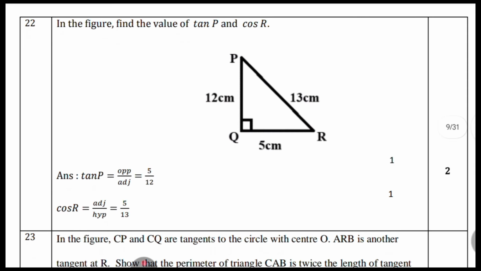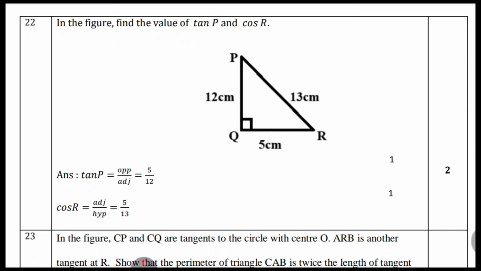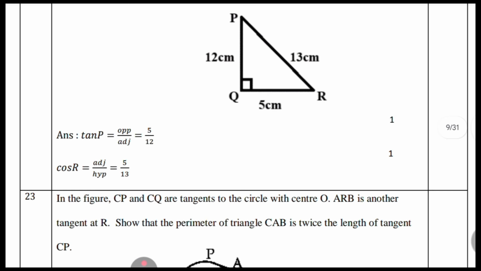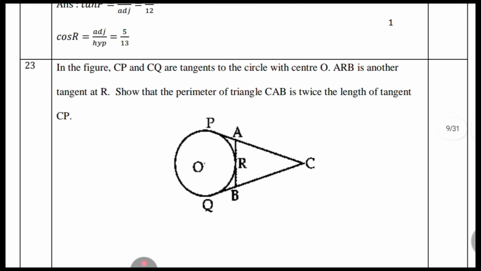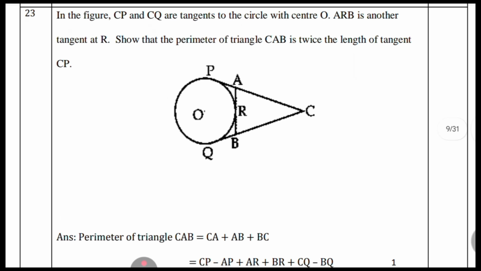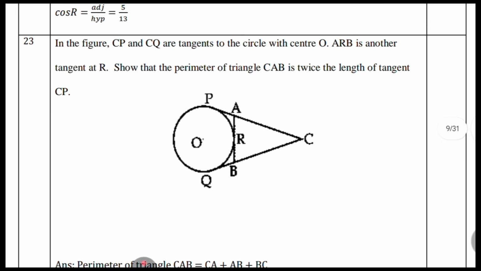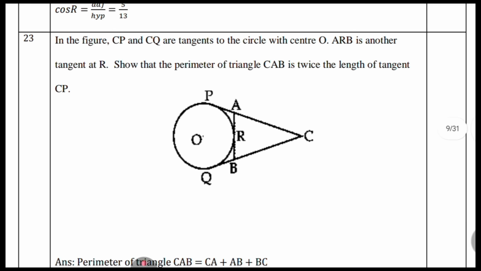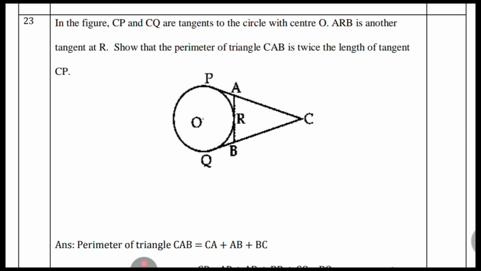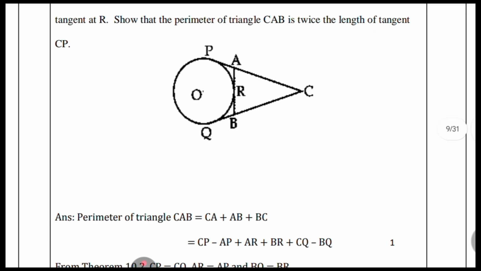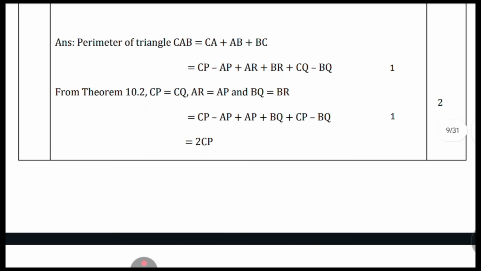And here, 22nd question: in the figure, find the value of tan P and cos R. So here is the answer for that. And coming to the 23rd question from circles, it is a proof question. Prove that, as you can see here, AB is twice the length of the tangent. You have to show or prove that. So this is solving for it.